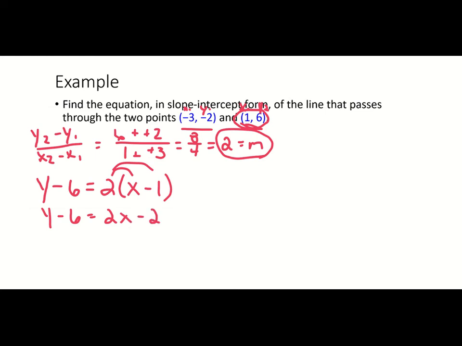And then I want to put it in slope-intercept form. So I'm going to add my 6 to the other side. And I get y equals 2x plus 4. And that is the equation of my line. That is it for 3.3.